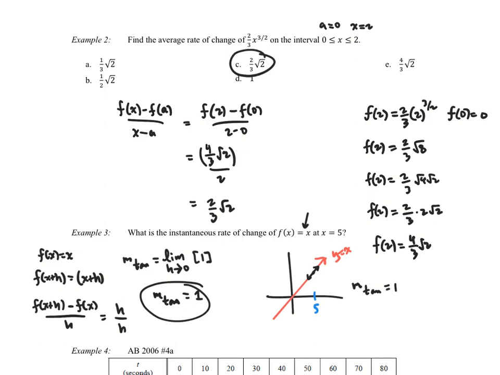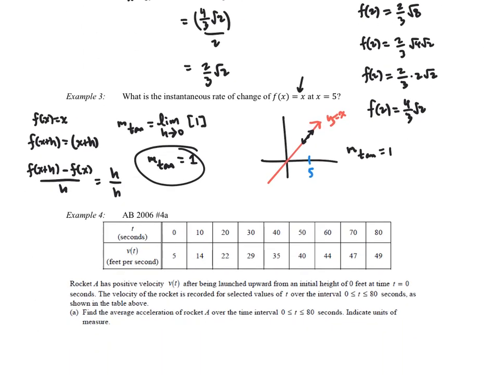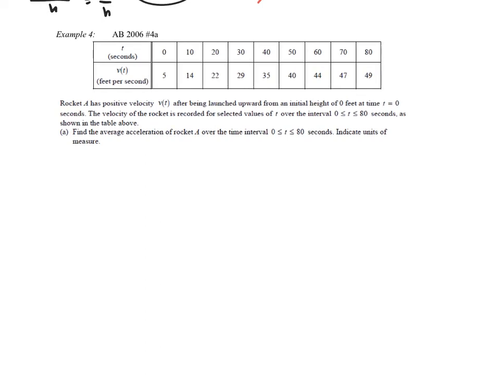Okay, let's look at a word problem from back in the old days of, wow, the early days of the 2000s, back when most of you were taking honors geometry. Okay, so rocket A has positive velocity after being launched upward from an initial height of 0 feet at time t equals 0 seconds. The velocity of the rocket is recorded for selected values of t over the interval from 0 to 80 seconds, as shown in the table. Find the average acceleration of the rocket over the time interval 0 to 80, indicate units of measure.